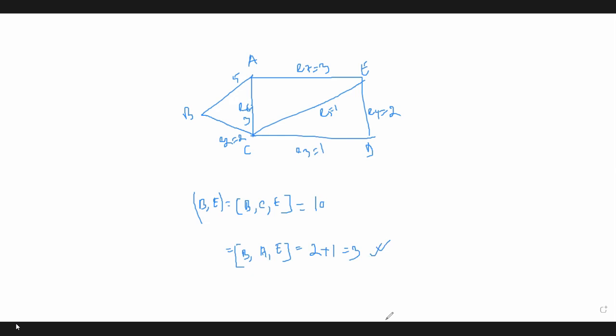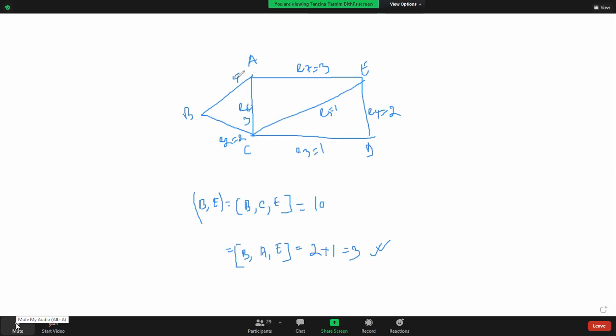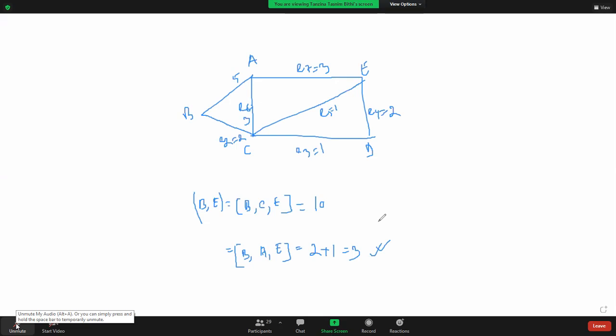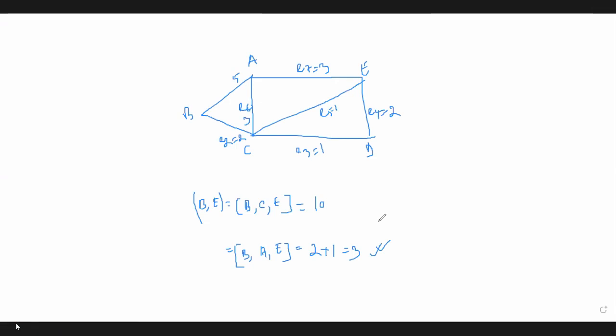So when we assign some values to the edges, that is called a weighted graph. There is another graph we can use, which is called a tree graph. Okay, so what is a tree graph?